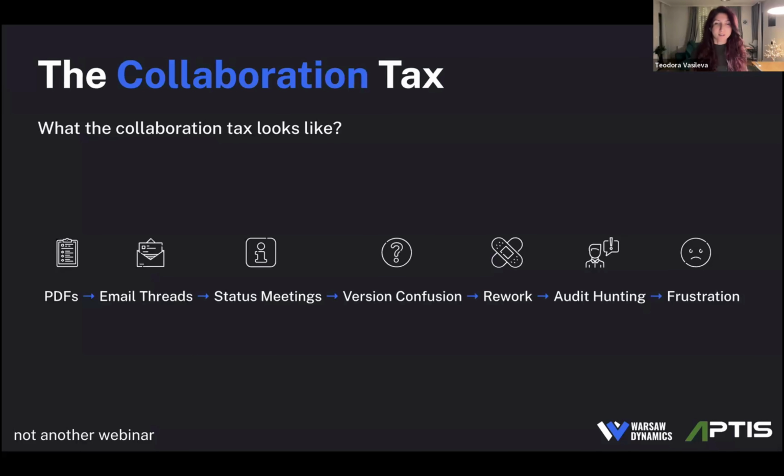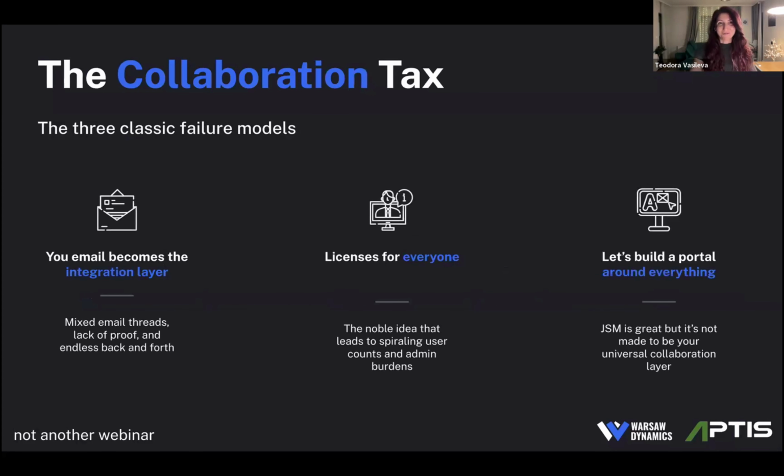So usually this collaboration tax will look like people sending PDFs in long email threads, people having status meetings. As we said with the example of the wrong PDF being sent back, version confusion. Did you do this? No, I did that. And that's all in Slacks or emails. Then you have the rework. And then you have the audit hunting. And then it's the who approved what. So it's a thing that people usually somehow miss. It's somehow normal for us to spend our time in calls, in meetings, writing emails, chasing people. That's perfectly normal, but is it good?